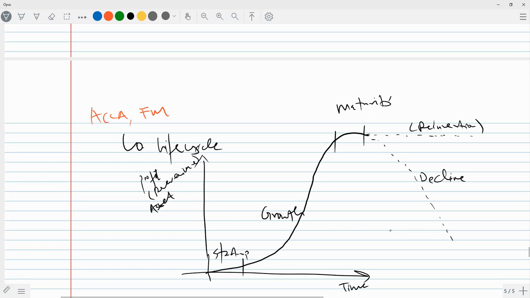So in what phase are you in? In what growth phase are you in? Are you starting up? Are you in the growth phase? Are you a mature firm? Are you declining? Because that may have an impact on the policy you're going to be adopting when it comes to determining how much dividend you should pay to the shareholders. So that was on that point.